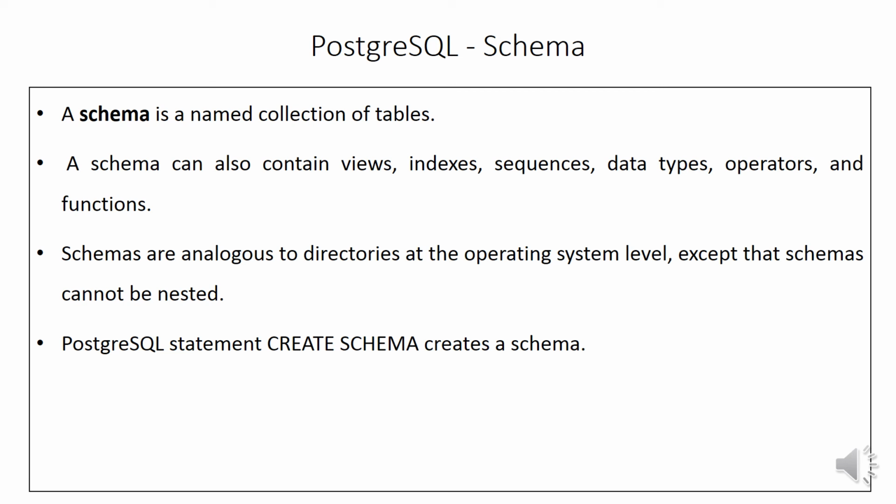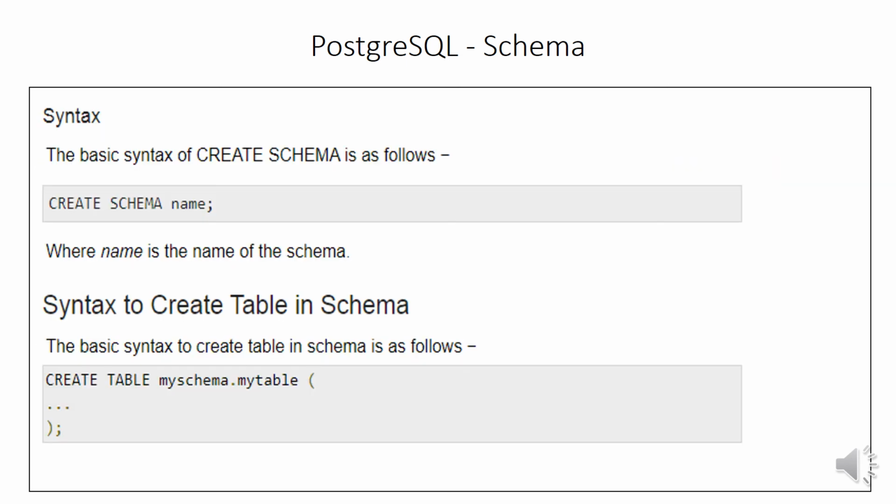The PostgreSQL statement CREATE SCHEMA creates the schema, like CREATE TABLE. This is the example of creating a schema: CREATE SCHEMA and the name of that schema. Again we write this specific syntax for the table: how we create myschema, and in that myschema, using the dot operator, we use my table. In a specific schema, the schema name is myschema, and in that myschema we create the table.